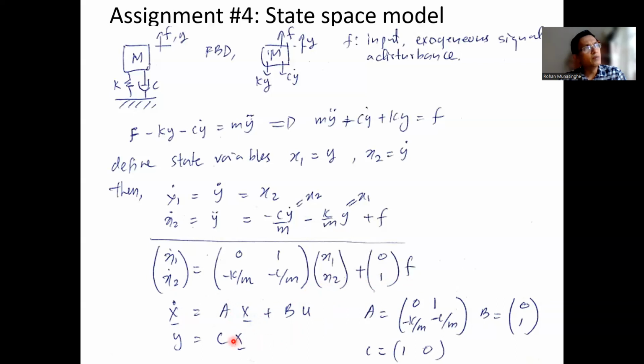What about C? We have already assumed Y is the variable we want to monitor. In fact, Y is now x1, the first state variable. You want to monitor state variable 1. So how do you get the first one of this state vector? Of course, once you multiply by the 1 0 row, you get this one extracted. So it is 1 0, the C vector.